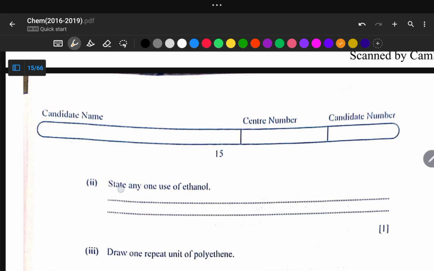So state 1 use of ethanol. Ethanol can be used as a fuel, as a solvent in paints, varnish, inks, and also of medical importance, and also for alcoholic beverages, and also as an antiseptic. So we use ethanol as an antiseptic. You must understand that. All right.